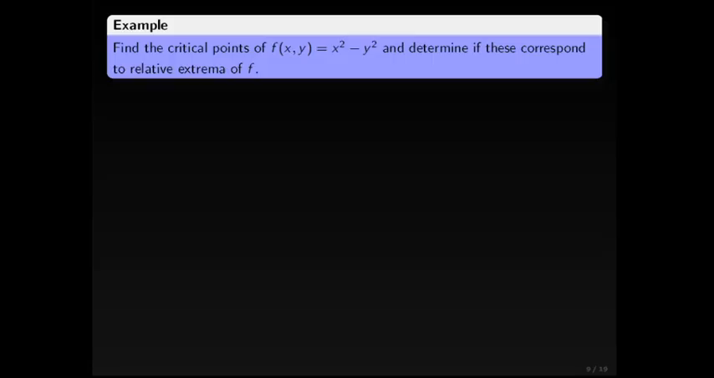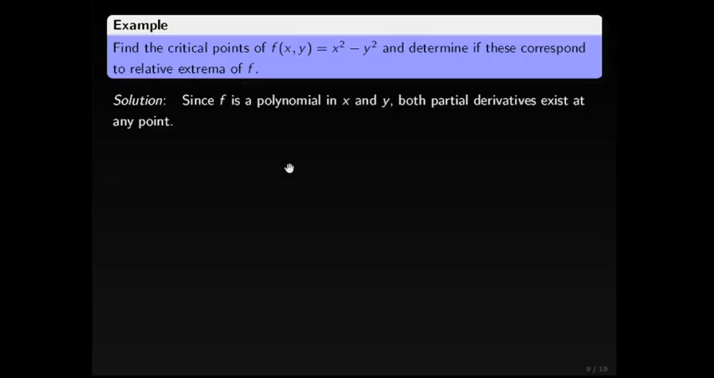Let's take a look at the following example. So let's say we want to find the critical points of f of x y equals x squared minus y squared, and then we determine if these correspond to relative extrema of f. So since f is a polynomial in x and y, we have no problem about the partial derivatives. They all exist at any point.